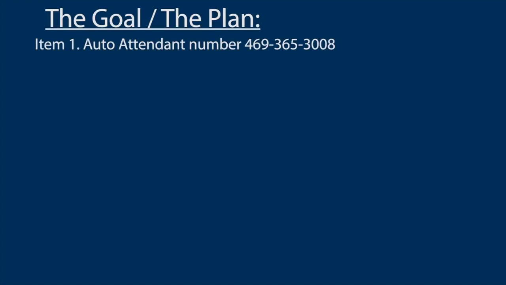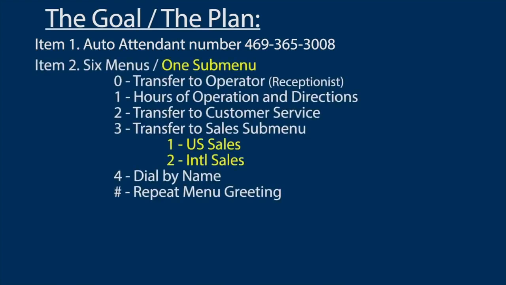For my example, that was 469-365-3008. The second item is how many different menus will be on the auto attendant. I have 6 menus in the following order. 0 will transfer to the operator or receptionist. 1 will play an announcement giving them the hours of operations and directions. 2 will transfer them to customer service.